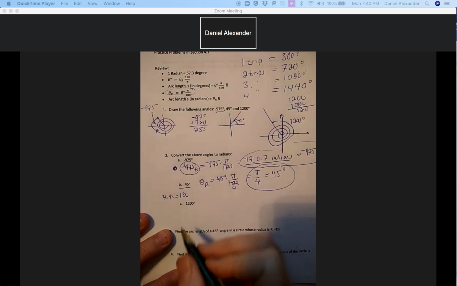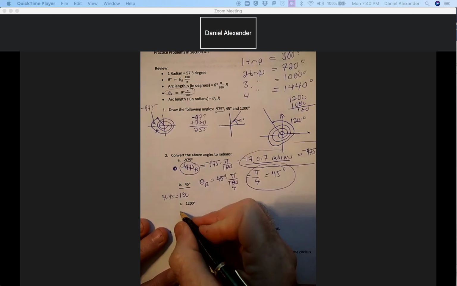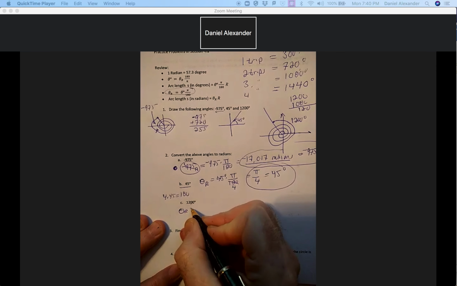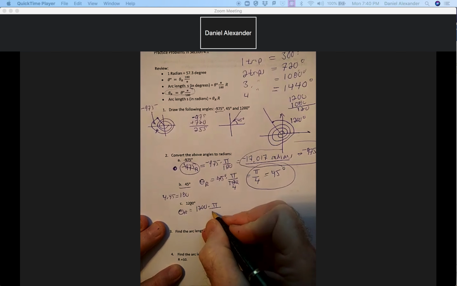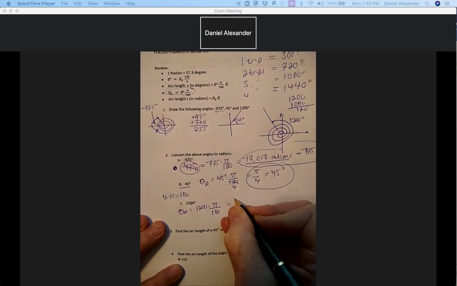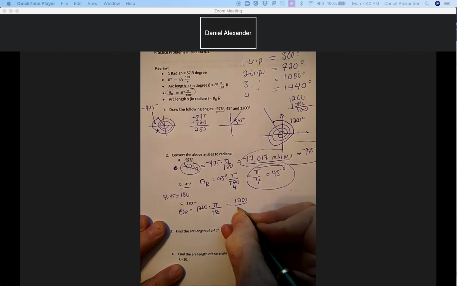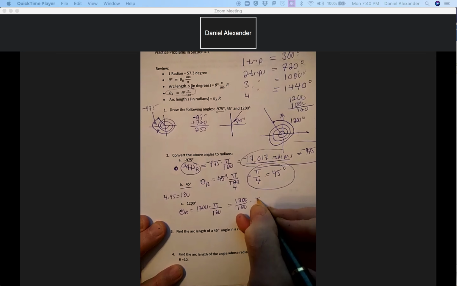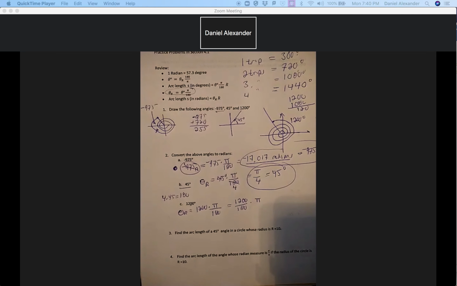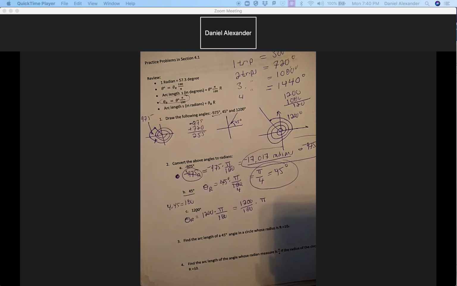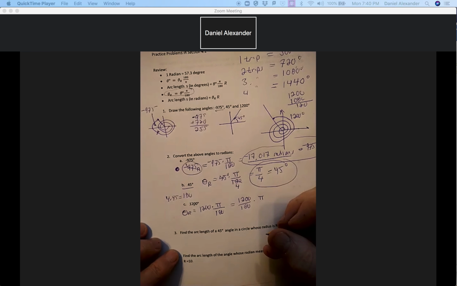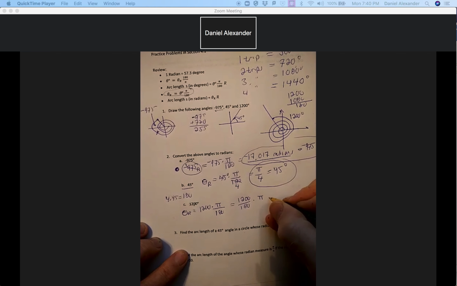And so 1200 degrees, do the same thing. Theta in radians is going to be 1200 times pi over 180. And what I'm going to do, I'm going to keep the pi in there because that's a habit that you'll see, and that's what you might see in WebAssign. So I'm going to divide 1200 divided by 180. And what I'm going to get is 6 2/3. So when I do that, that's going to be 20/3 times pi.